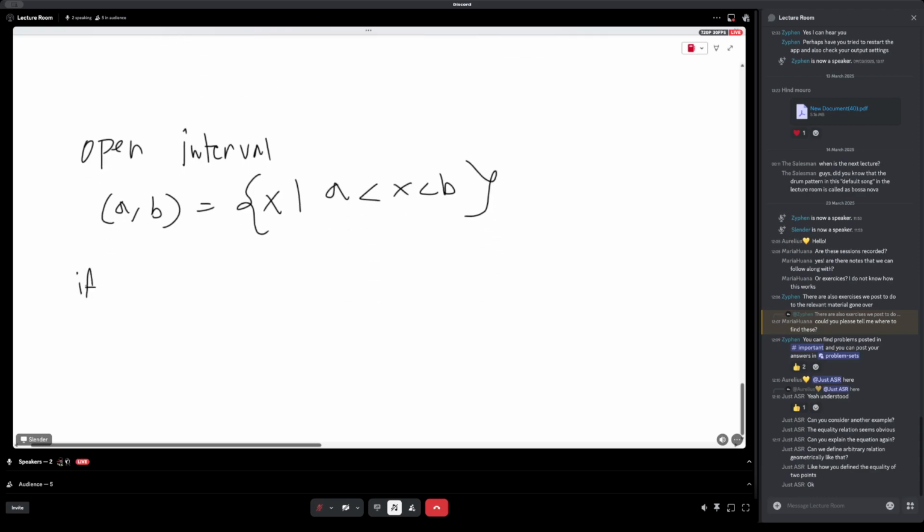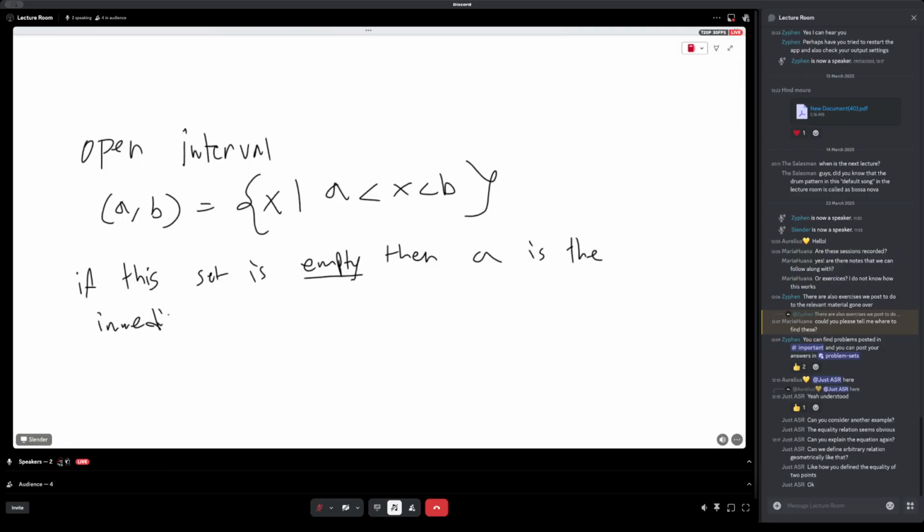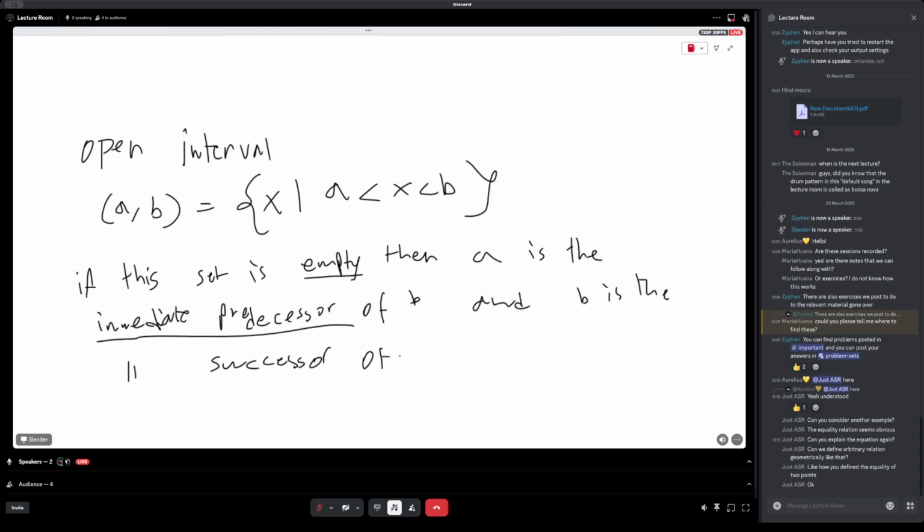Now, if this set is empty, then a is the immediate predecessor of b, and b is the immediate successor of a.